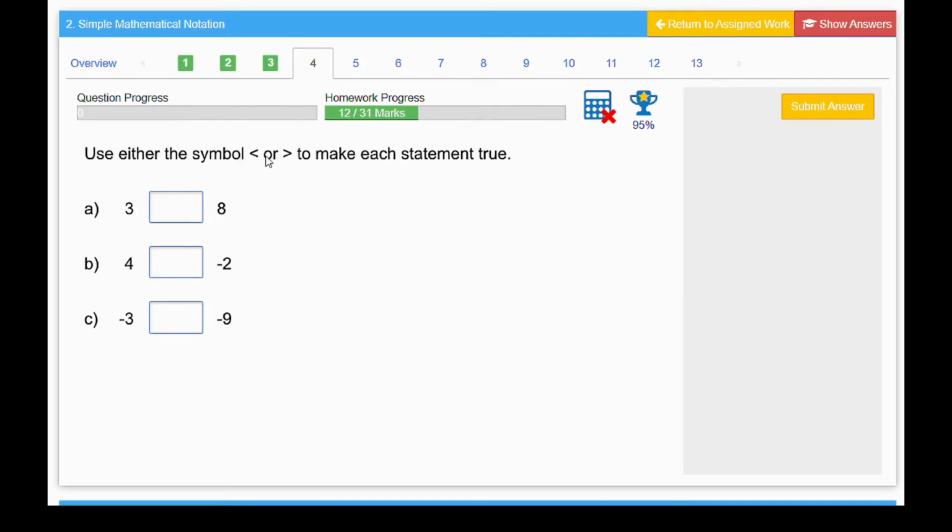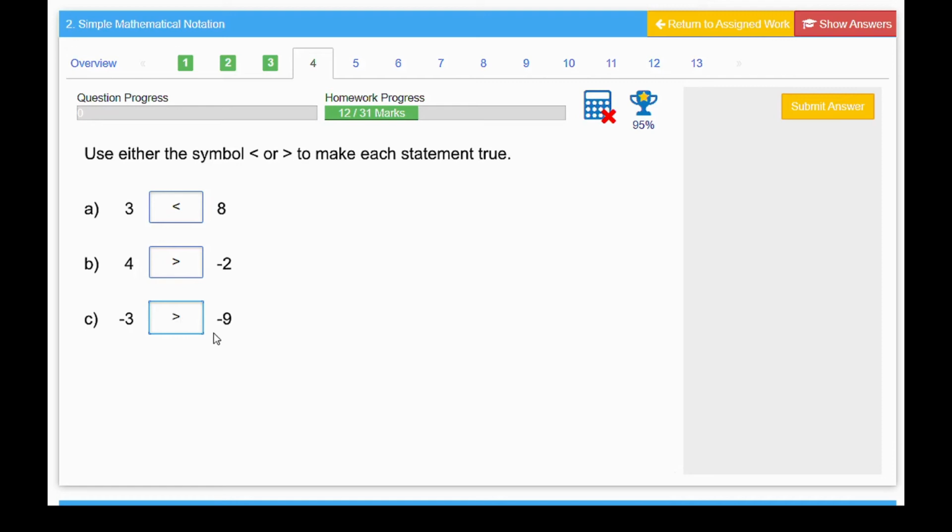So here I just need to decide which one's smaller, which one's bigger. So again, I'm going to opt for the option that the arrow always points at the smaller number. So which one's smaller between 3 and 8? The 3 is. Which one's smaller between 4 and -2? That's going to be -2. And which one's smaller, -3 or -9? It's going to be -9.